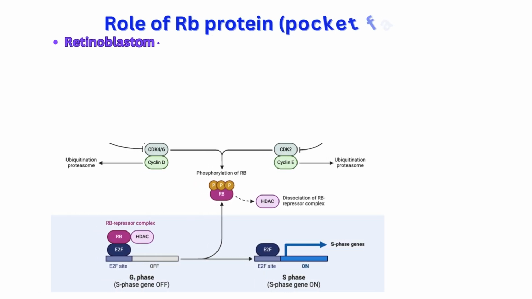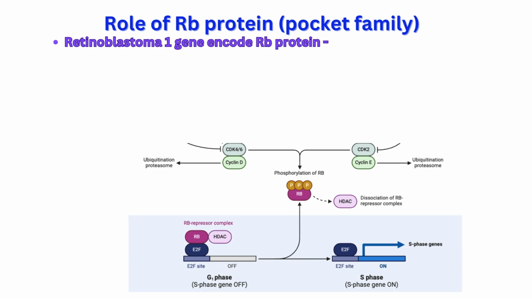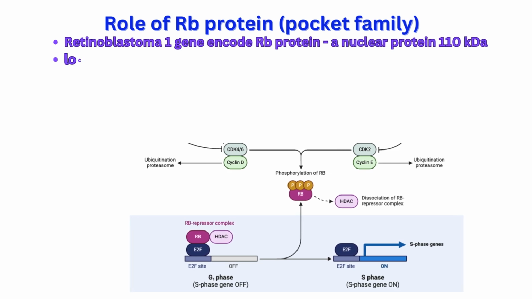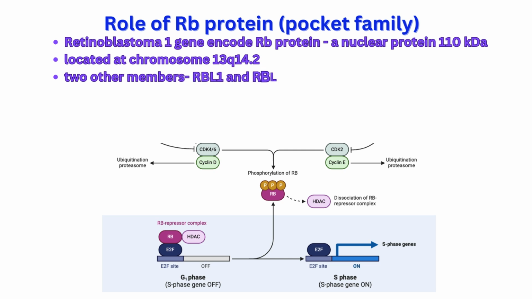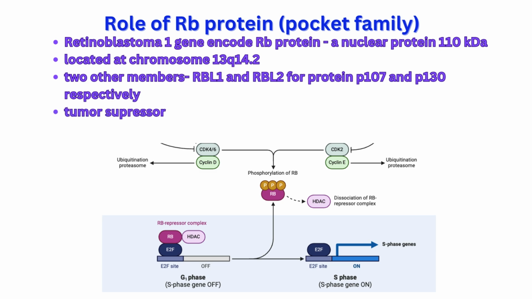Role of RB protein, pocket family. Retinoblastoma 1 gene encodes RB protein. It is a nuclear protein, 110 kDa, located at chromosome 13q14.2. Two other members are RBL1 and RBL2 for protein P107 and P130 respectively. They are tumor suppressors. The active or hypophosphorylated form of RB protein binds to transcription factor E2F and represses gene transcription, which is required for transition from G1 to S phase of the cycle. Phosphorylation of RB protein is initiated by cyclin D-CDK4/6 and hyperphosphorylated by cyclin E-CDK2 to release E2F transcription factor.